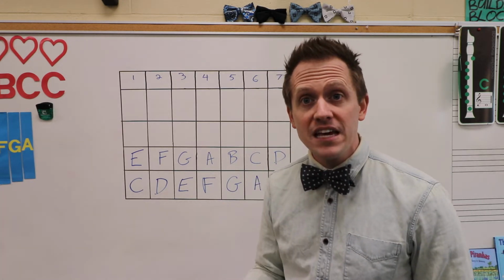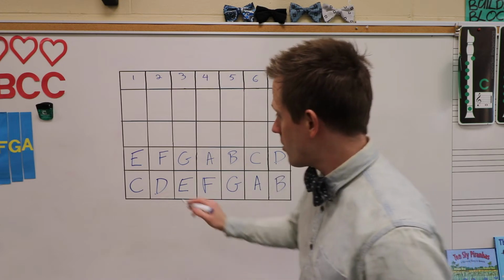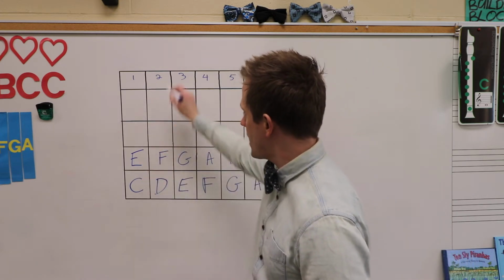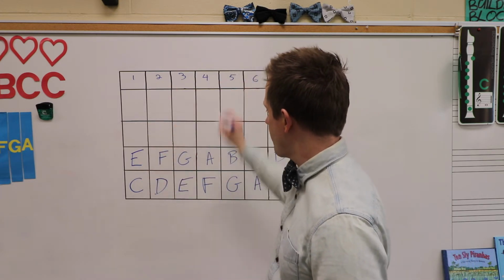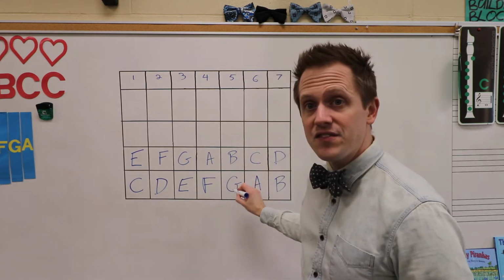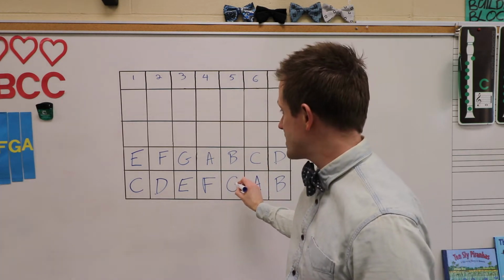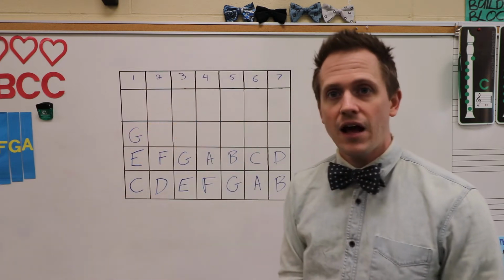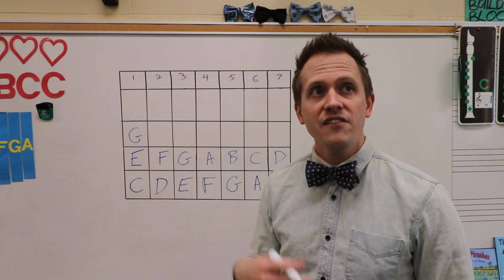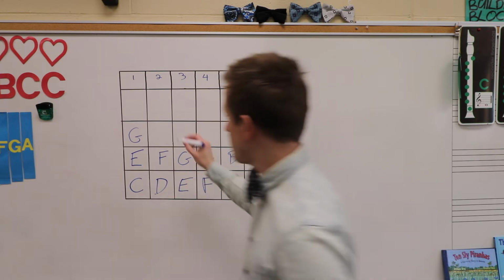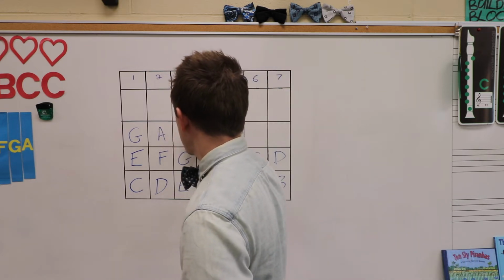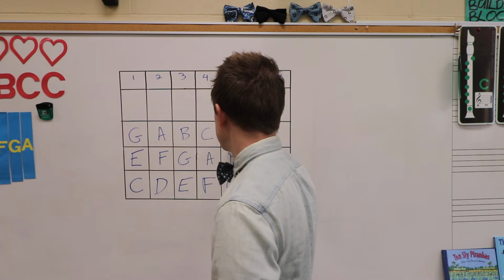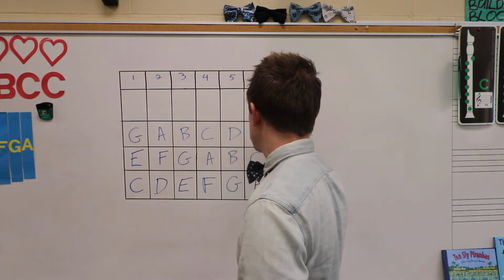Now you can do the same thing on the 5th note. So if this was number 1, 2, 3, 4, 5, if the 5th note was G, let's start there. G, right? A, B, C, D, E, F, G. Start over again. A, B, C, D, E, F, G.